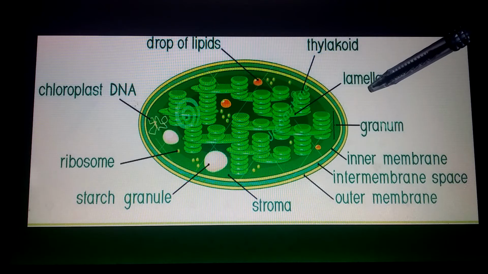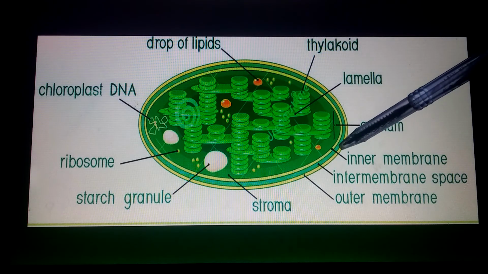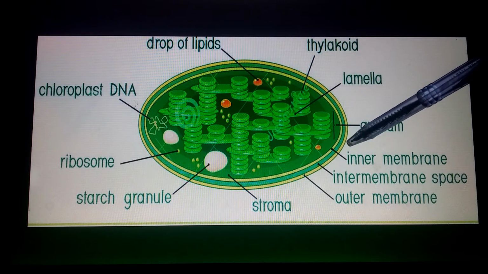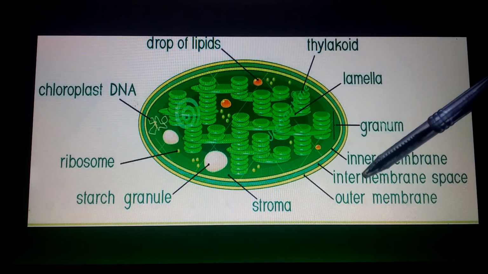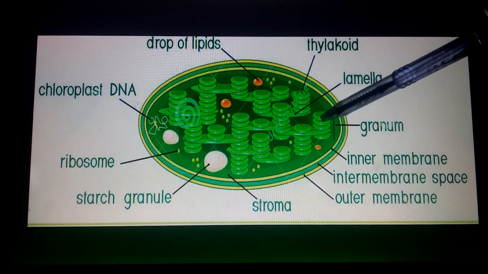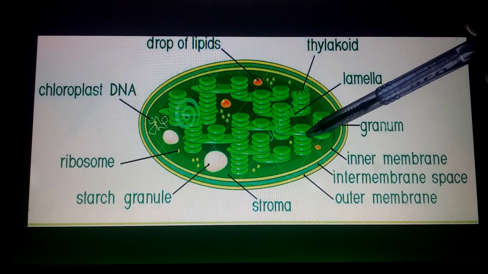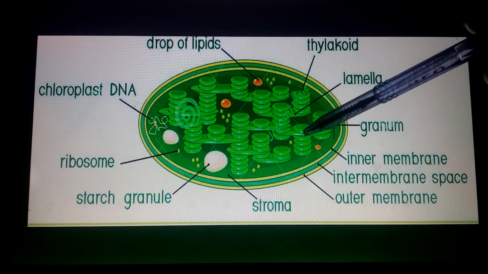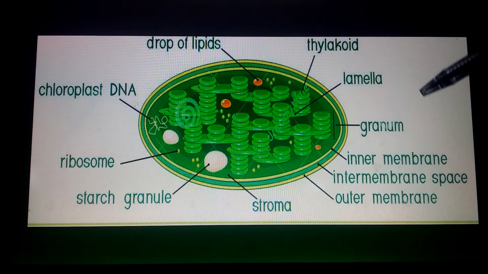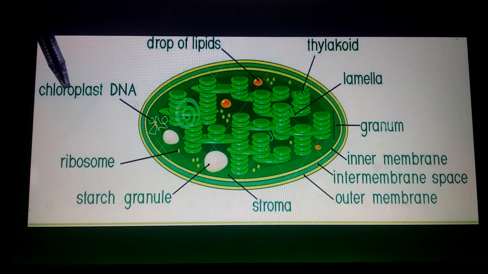Is it clear? Now you can see here the inner membrane, the outer membrane, and between the inner and outer membrane there is the intermembrane space, and inside the inner membrane there is a stroma. Inside the stroma there is a grana, and each grana consists of disc-like structures which are known as thylakoids. And the most important thing about the chloroplast, like the mitochondria, is the presence of DNA.